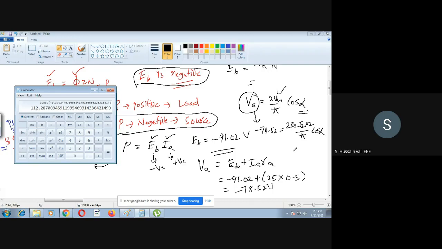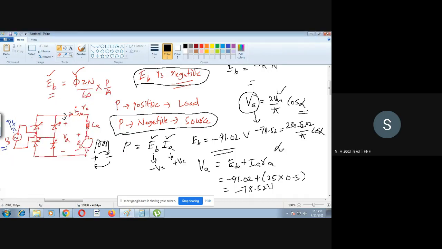112.28. So the alpha value, the firing angle value is 112 point much, 112.29 or 28 only. So this is the answer. This is the answer. So we got the firing angle.